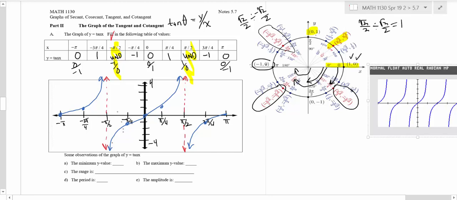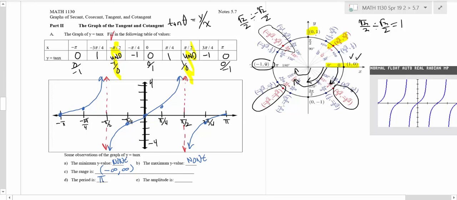All right, so what is the minimum value of the tangent? Does it have a minimum value or a maximum value? No, it doesn't have any. The graph goes on forever, so the range is going to be all real numbers. It gets infinitely high and infinitely low, so the range we're just going to write is negative infinity to infinity.